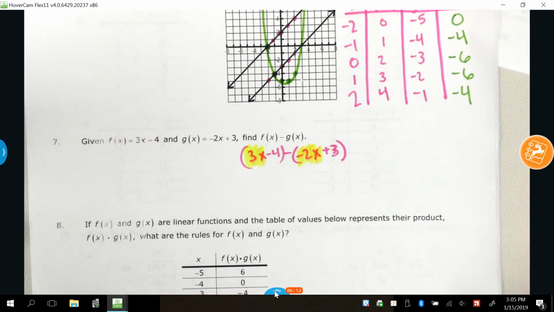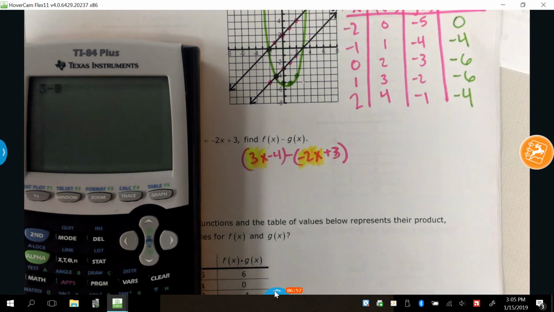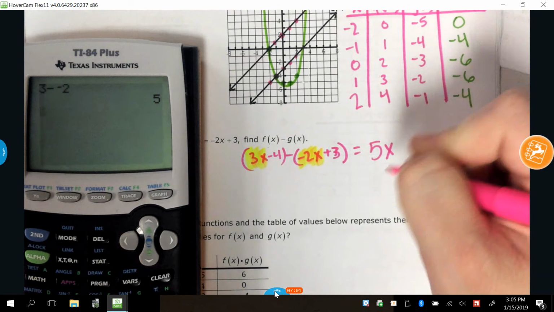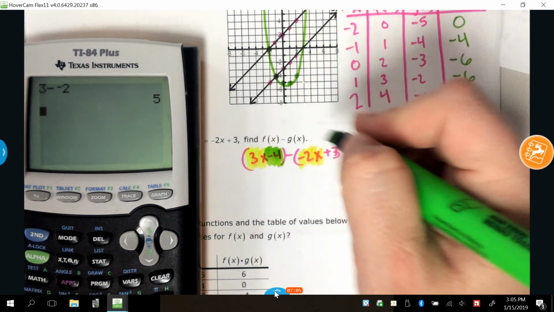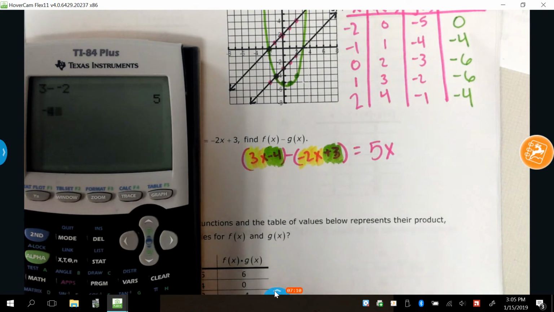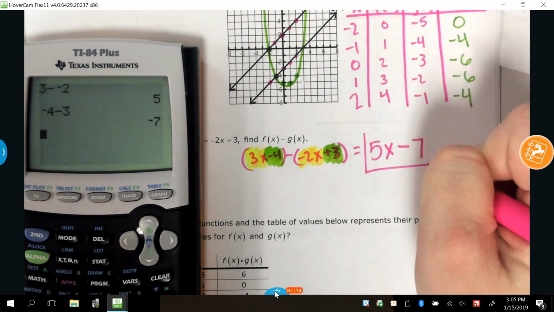Again, we can use the calculator. Just know you cannot type the x on the home screen. So 3 minus negative 2 is 5x, because they both had an x. And then I know that negative 4 and positive 3 are like terms. So negative 4 minus positive 3 is negative 7. So this is my answer.